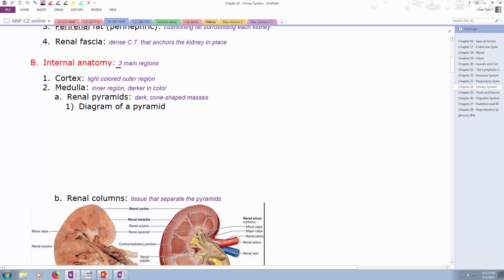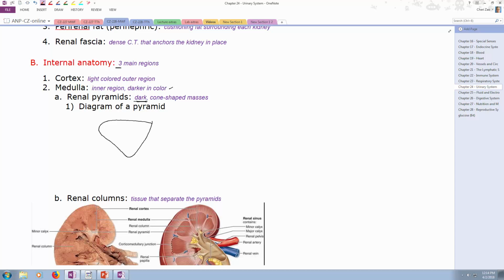Notes say cortex, light-colored outer region, and indeed it is lighter in coloration, fresh or preserved specimen. Compared to the medullary region, which is inner and indeed darker in color, and the things that give it the darker coloration are the renal pyramids. And it says cone-shaped masses, and like a megaphone cone, we have that inverted look to it, so it's like this. That's a renal pyramid, and this is the area where urine or filtrate is processed.